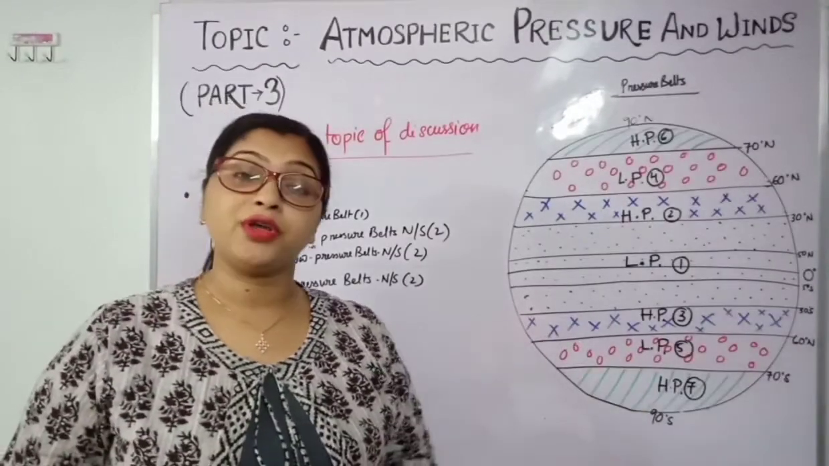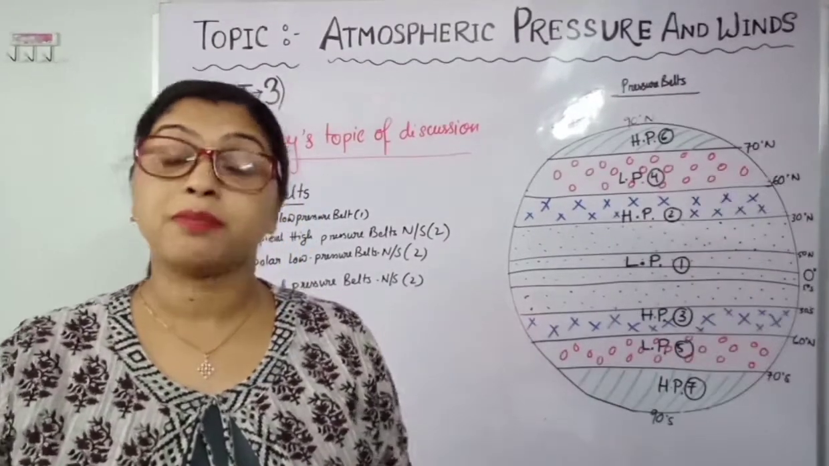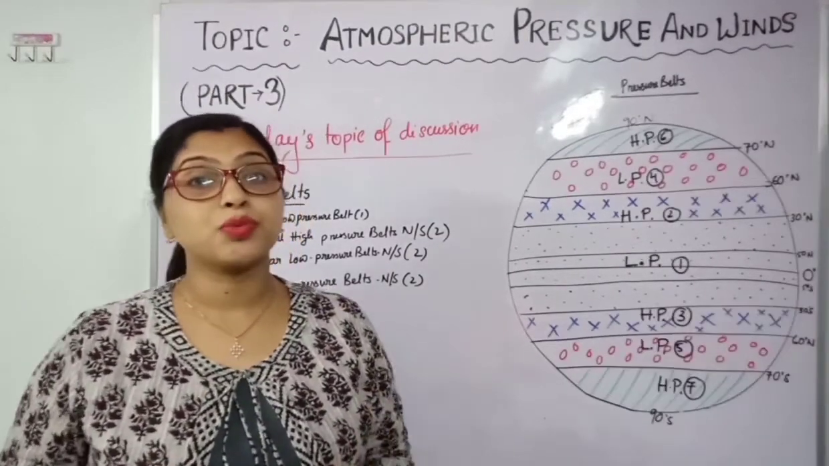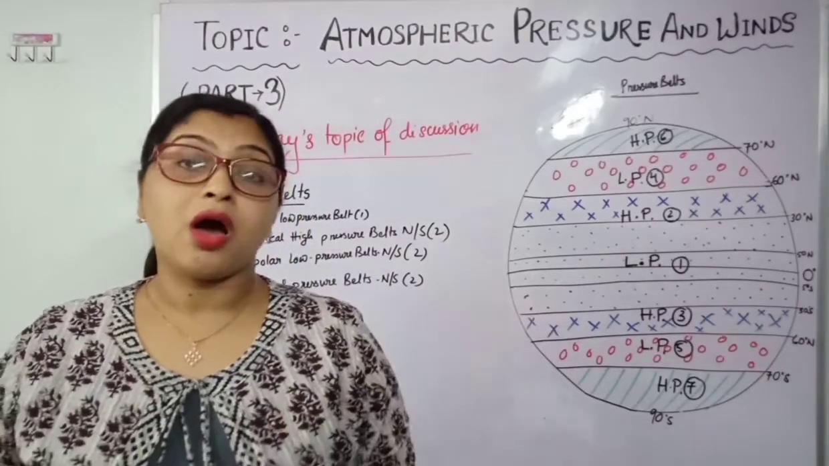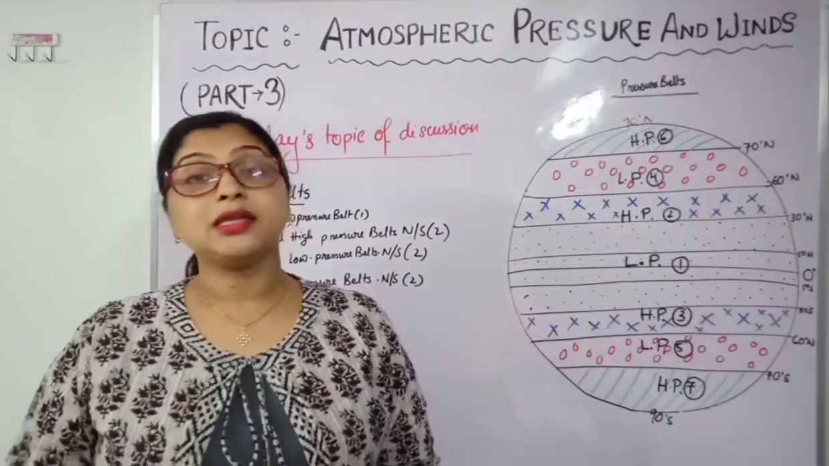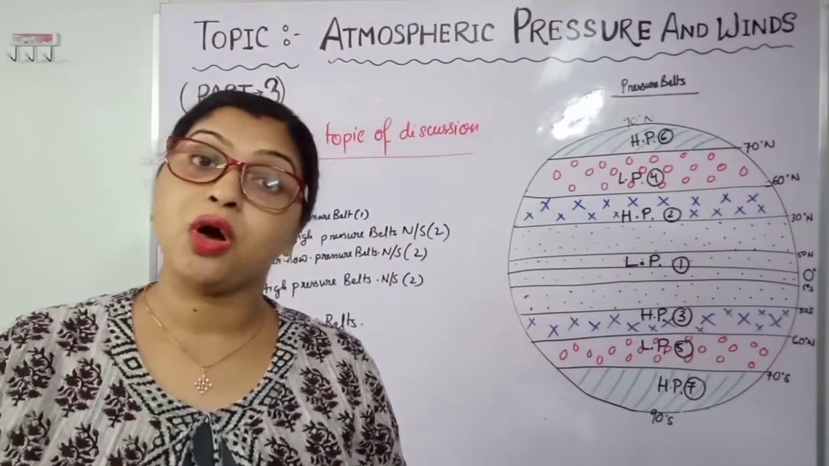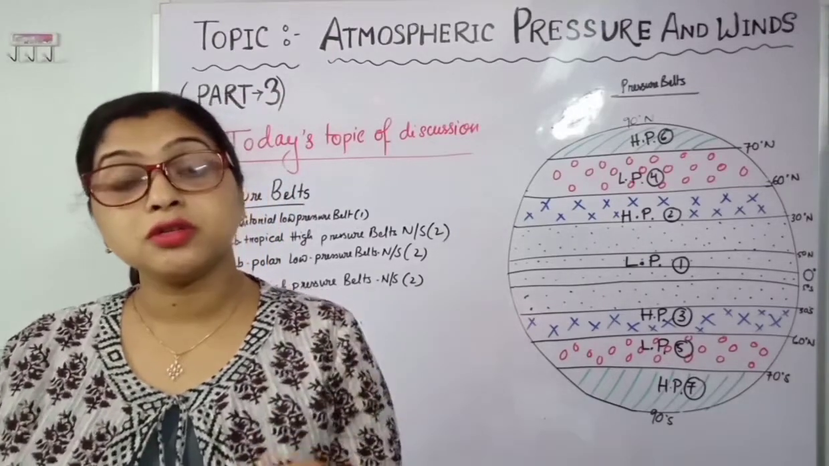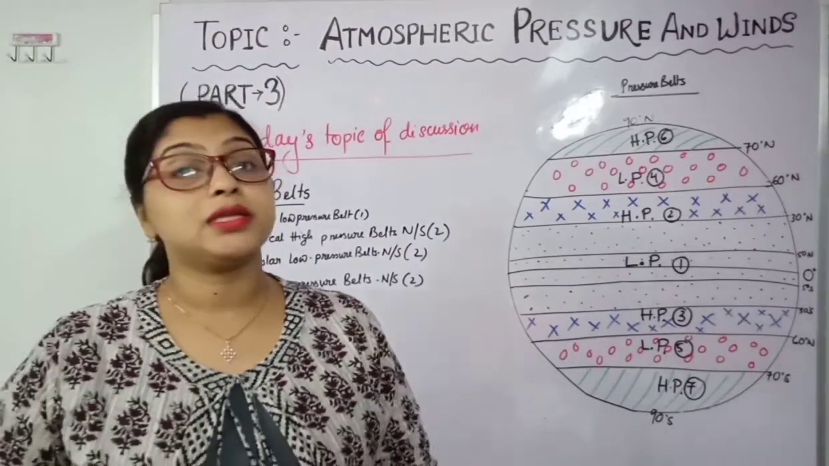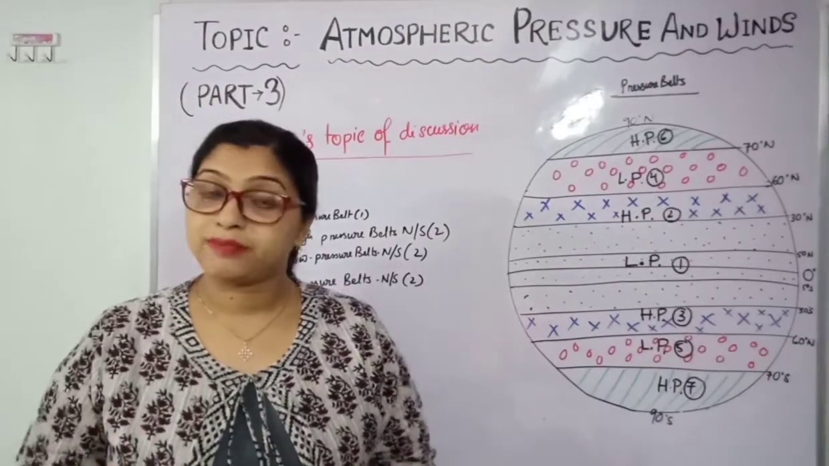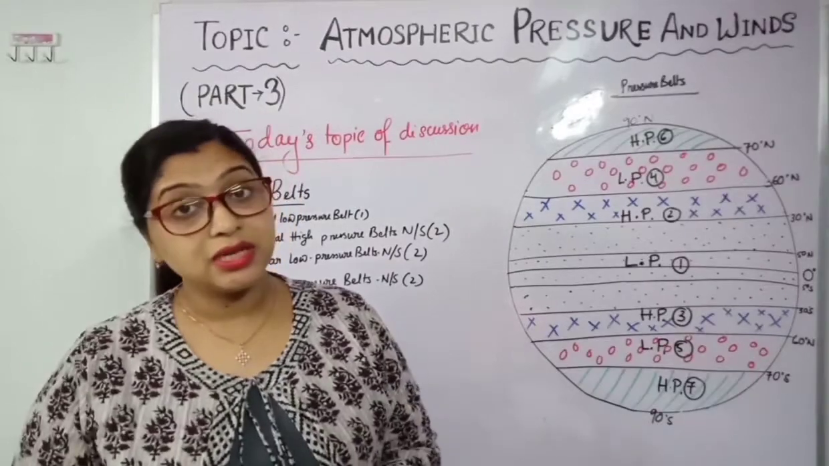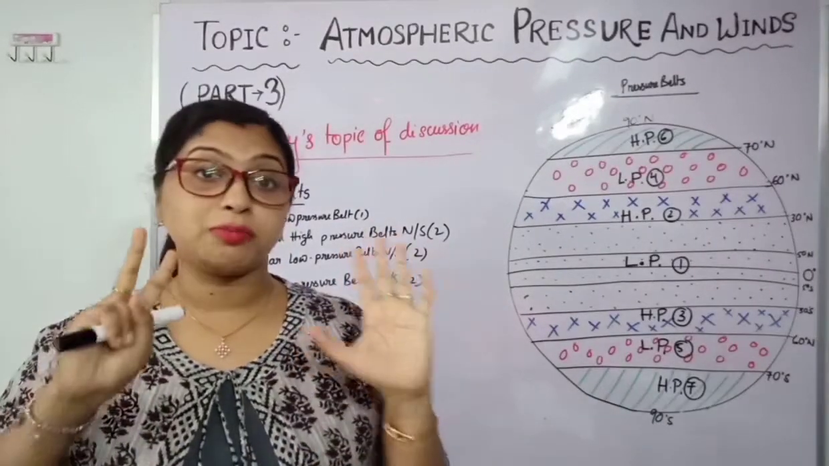In the last two videos I have explained atmospheric pressure. When this atmospheric pressure is distributed across the latitudes on the earth, it is known as the horizontal distribution of atmospheric pressure. And the main feature of this horizontal distribution of pressure is the pressure belt. All over the world, we can see a total of 7 pressure belts on this earth.